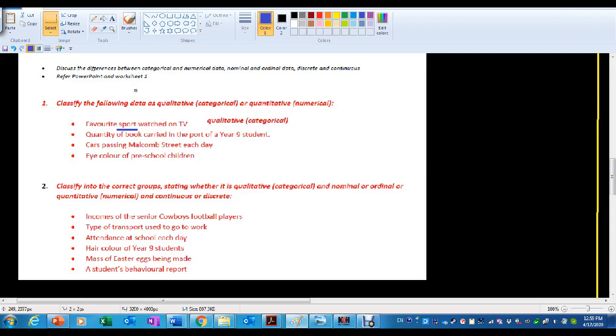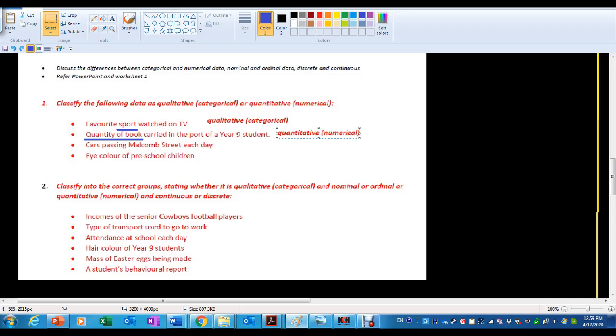How about the second one? Quantity of books. What do we mean by quantity of books carried in the bag of a Year 9 student? Quantity here means number, number of books. Because this is a number, of course, this should be numerical or quantitative.